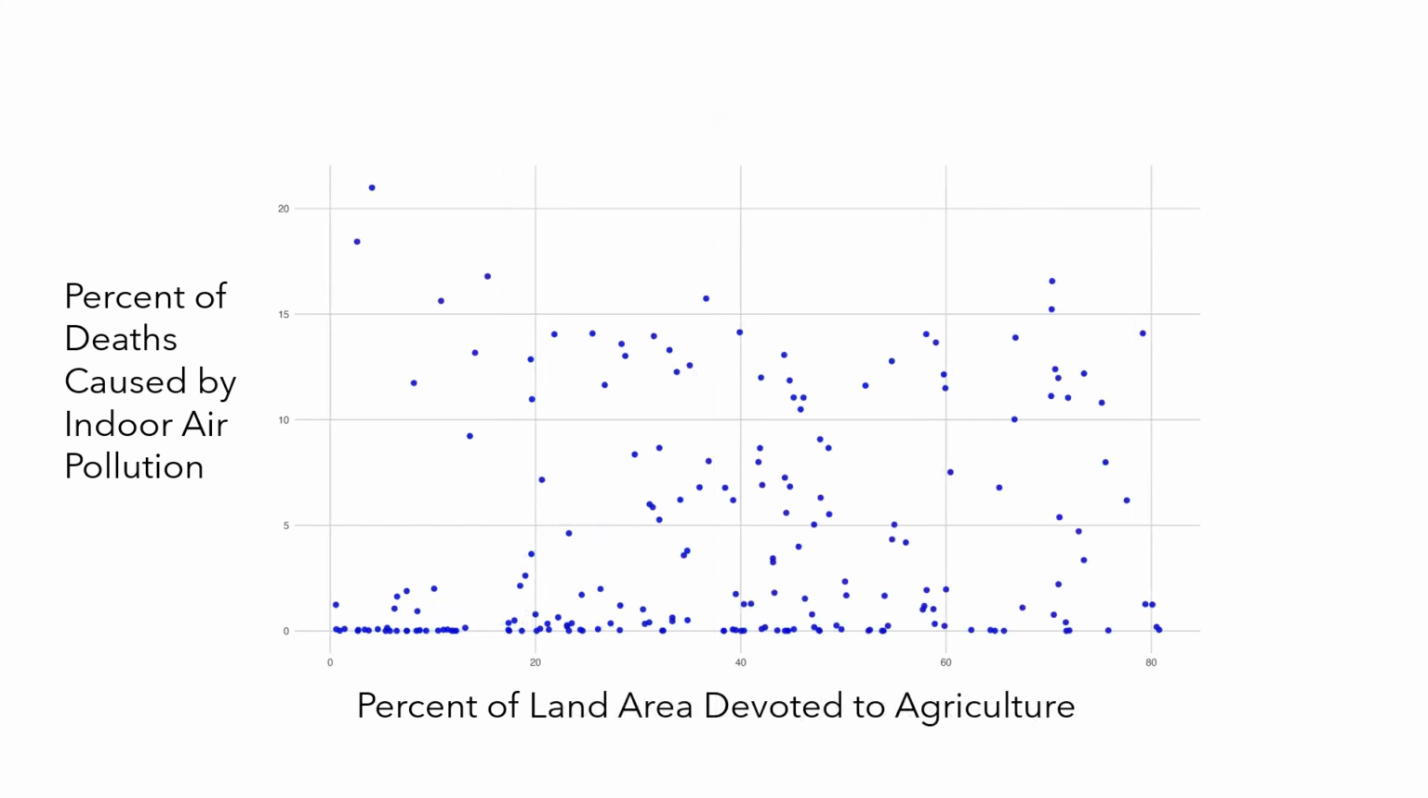Next, let's consider the percent of the land area that is devoted to agriculture as a predictor. It's difficult to tell if there is a linear association between these two variables, or if there is really any association at all. We can still compute the correlation, which is 0.161. So if there is a linear relationship, it would be a very weak positive relationship between the two variables.